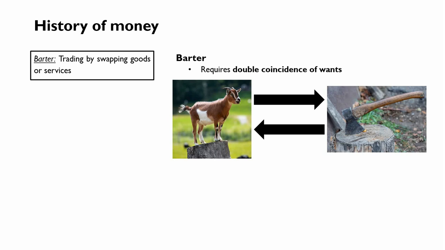Now the problem with barter is that it requires what we call a double coincidence of wants. What that means is that I need to find somebody who not only wants to get rid of an axe, but wants to gain a goat. I need to find somebody who has the opposite desires to me, and therefore is willing to make that trade. Now that's going to be quite difficult and quite time consuming. And so with a system of barter, we're likely to see much less trade happening than we would like.